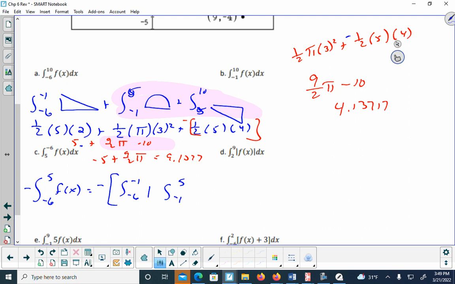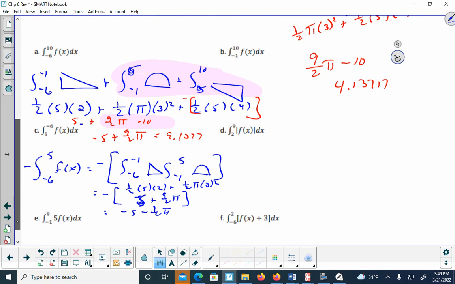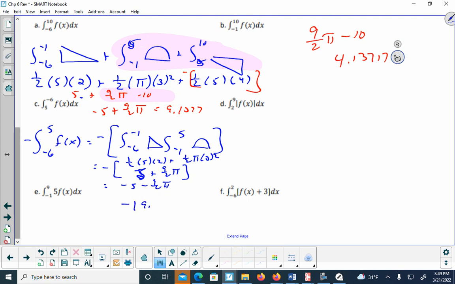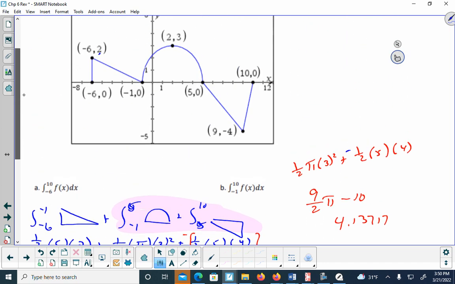So I'm going to have a triangle, and I'm going to have a half circle. So I'm going to use the negative sign out front. So this is 1 half the 5 times the 2 plus 1 half pi 3 squared. So this will end up being 2 plus 9 halves pi. But I'm going to get the opposite, so I'm going to end up with negative 5 minus 9 halves pi. And if I want a decimal, that is going to be negative 19.1372.